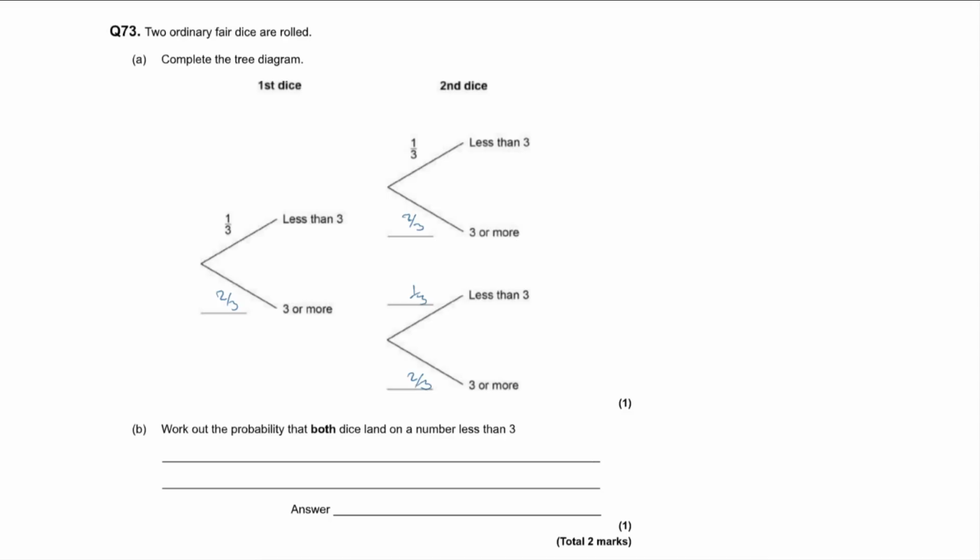Work out the probability that both dice land on a number less than 3. So which route is that? That's less than 3 and less than 3. So what's that going to be? The probability of less than 3 and less than 3. In probability, 'and' means multiply. So we're going to do the probability of 1/3 times the probability of 1/3, and that's 1/9, isn't it?